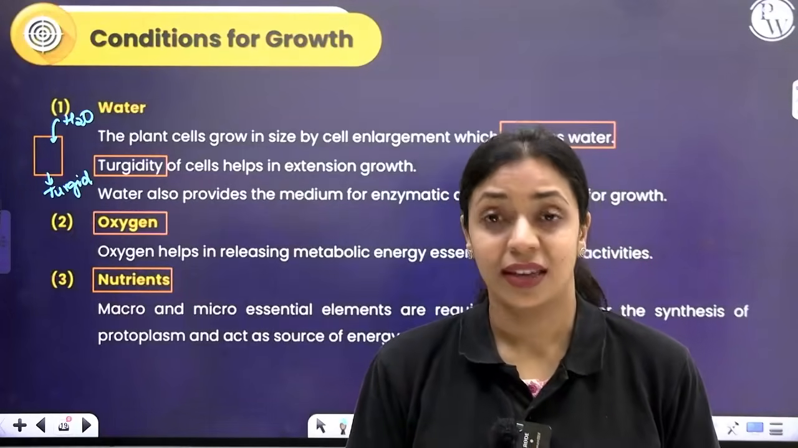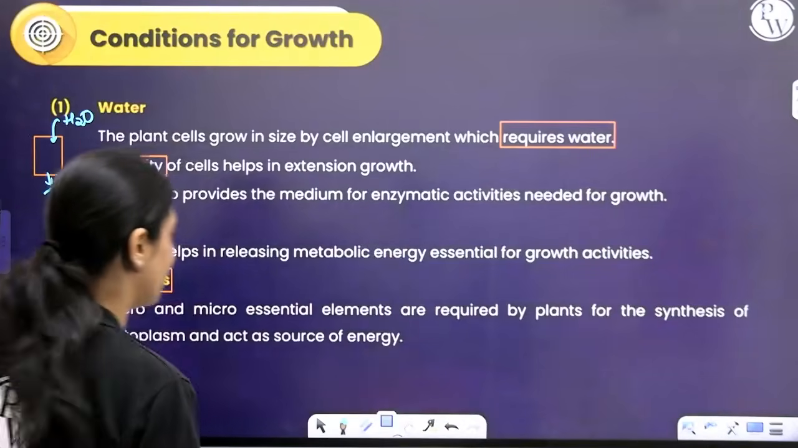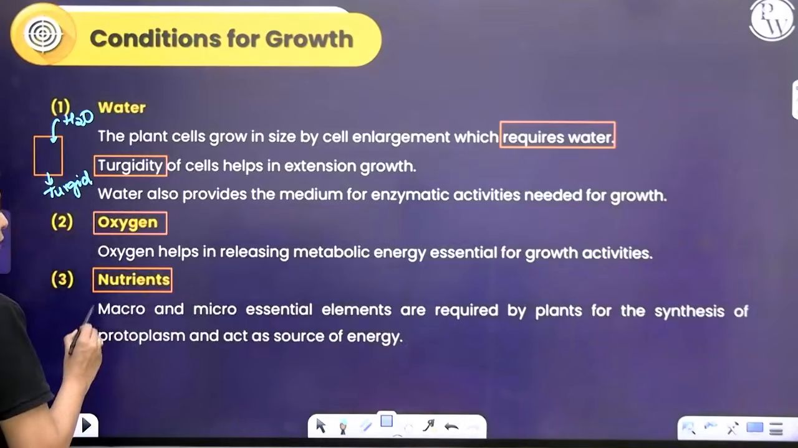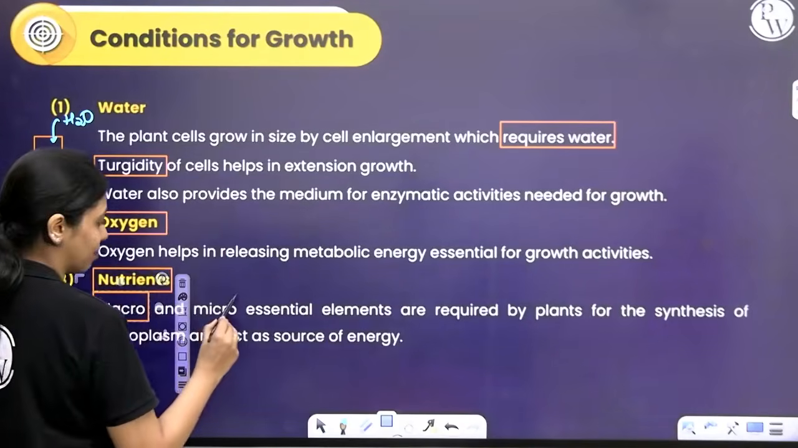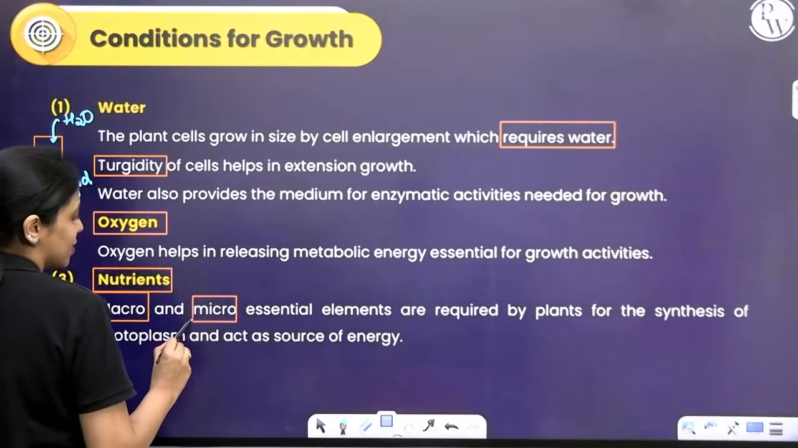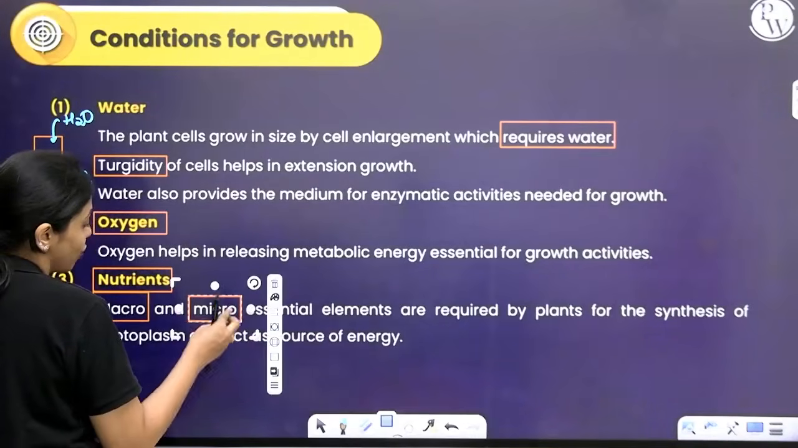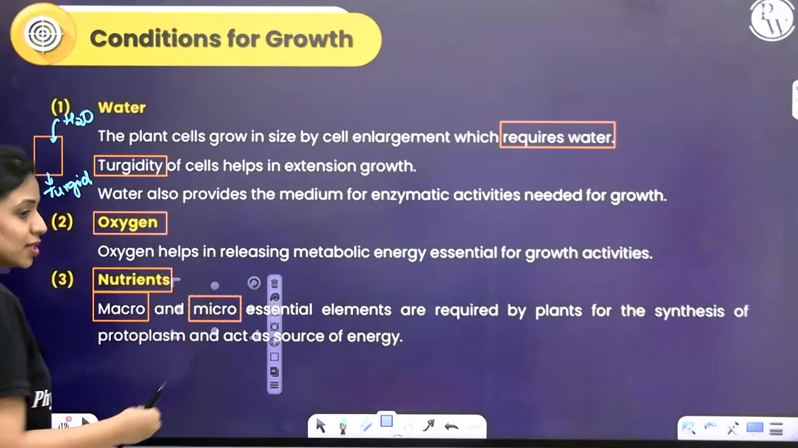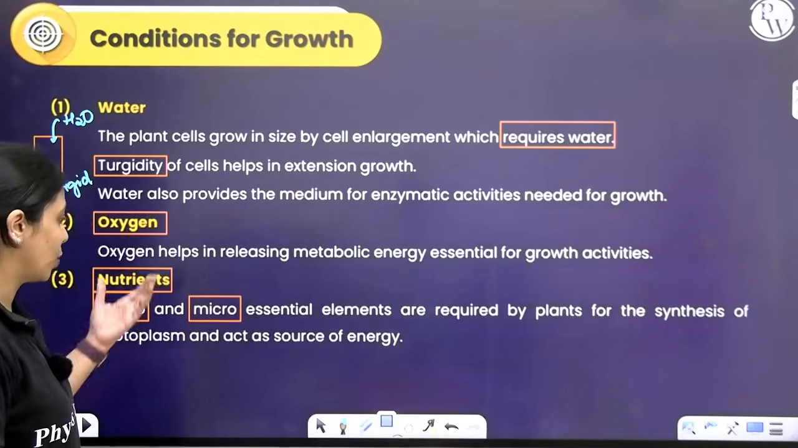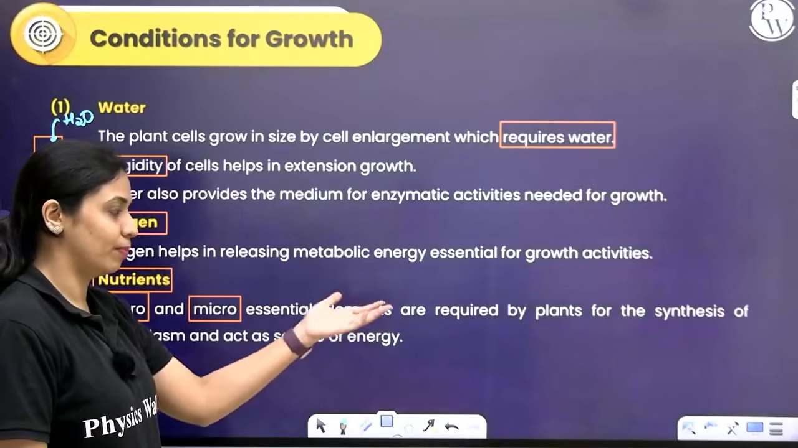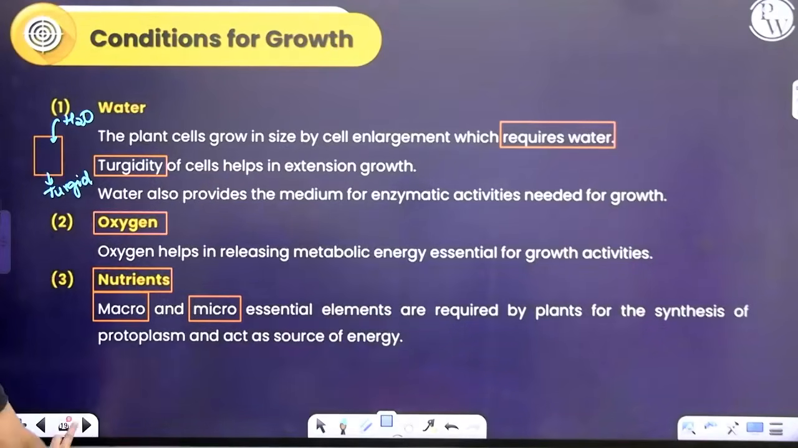Magnesium, iron, all of these are essential for the growth of plants. Some of them are required in slightly larger quantities, we call them macronutrients. Some of them are required only in traces, we call them micronutrients. If not for these macro and micronutrients, plants cannot grow to their full potential. Macro and micro essential elements are required by plants for the synthesis of protoplasm, and they also act as a source of energy.